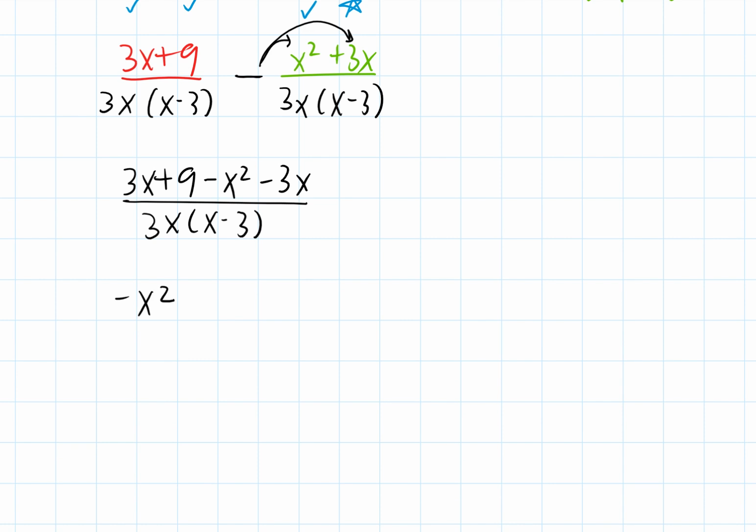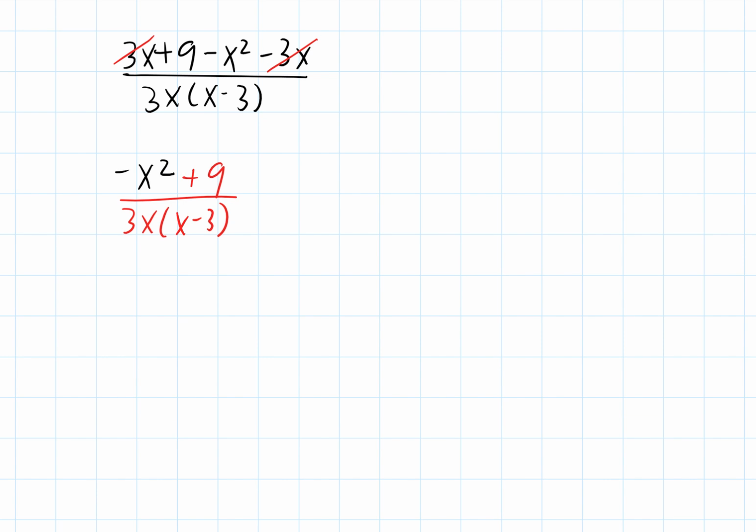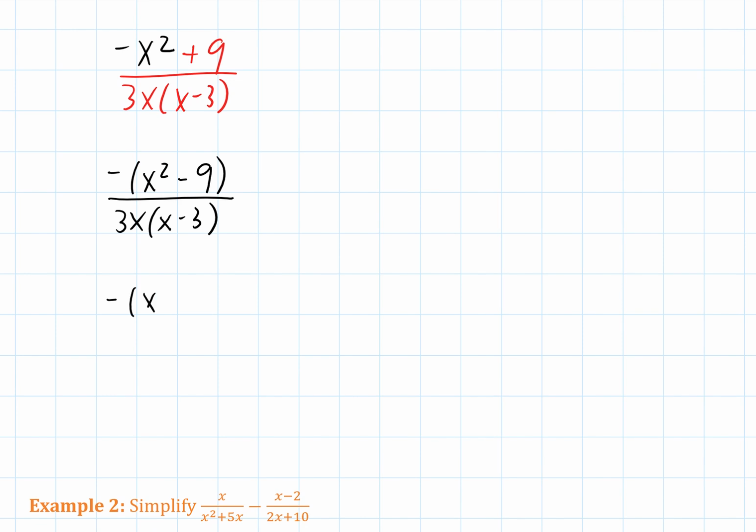We have negative x squared. I'm going to put these in order. These guys will cancel out. So negative x squared plus 9 over 3x times x minus 3. Now, negative x squared plus 9 should feel sort of familiar to you because it's the opposite of x squared minus 9, right? If I factor out a negative 1, it's more obvious that this factors into the opposite of x plus 3 times x minus 3. If you factored up here as 3 plus x and 3 minus x, that would be the same thing.